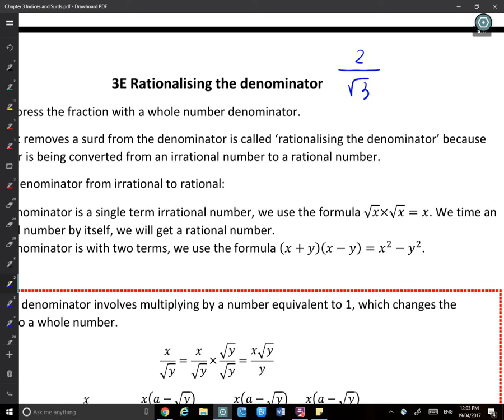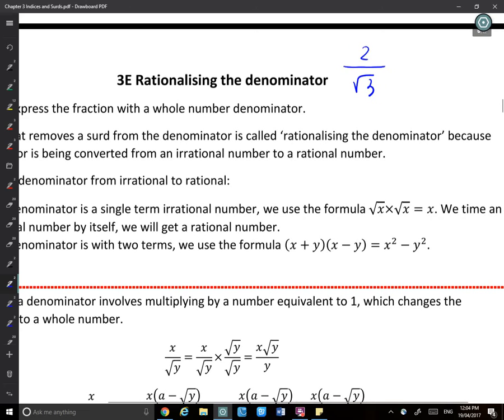Real numbers can be classified into two groups, rational numbers and irrational numbers. Is root 3 rational or irrational? Irrational. So this is an irrational denominator. So what is rationalizing the denominator? It means I want the denominator to be a rational number, not irrational. I want the denominator to be rational, not root 3. I want a 3 probably.